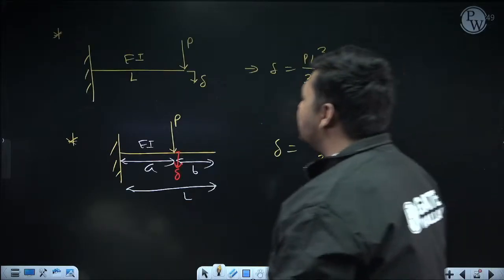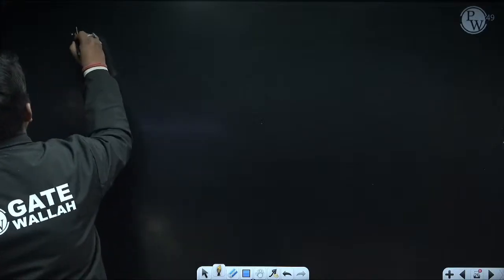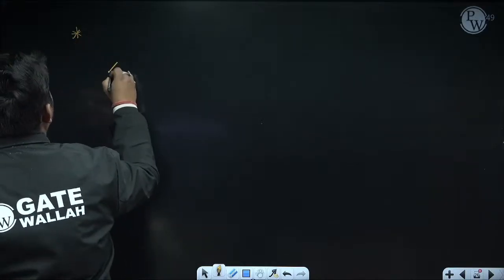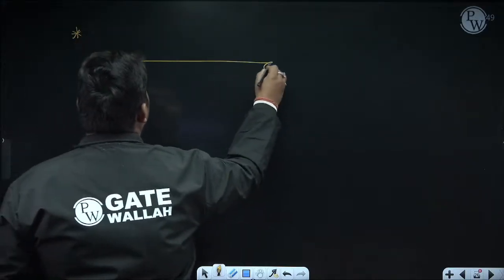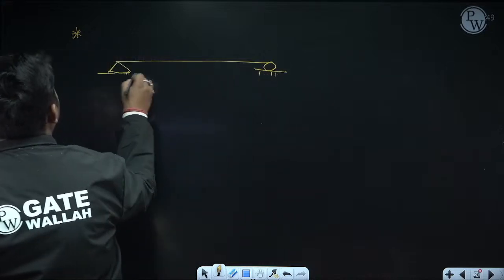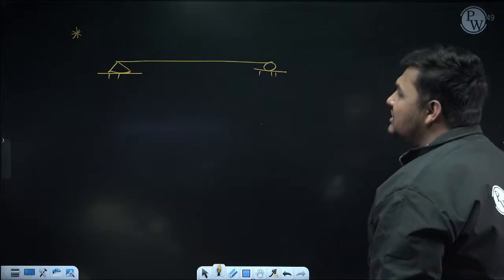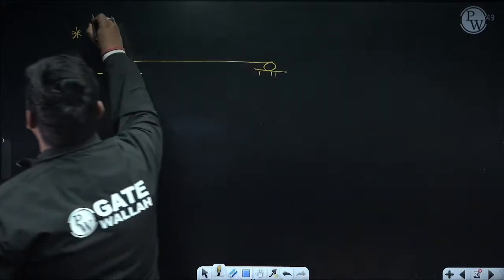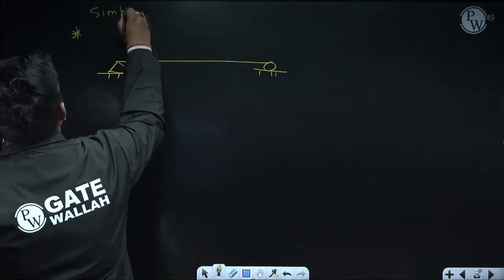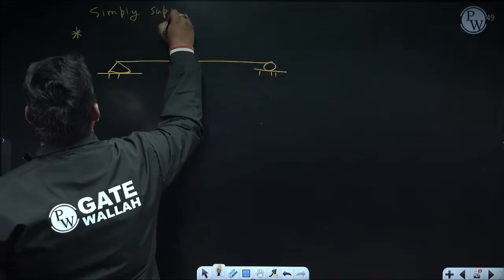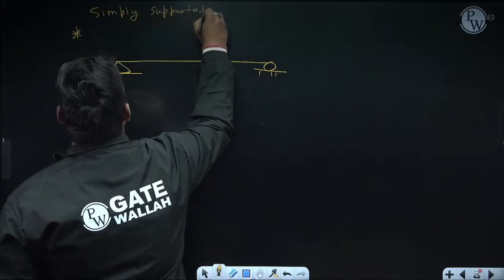Now similarly, some standard formulas for a simply supported beam. Simply supported beam means if in any beam, one end of the beam is hinged, this is a hinge support, and at the other end a roller support is provided. So this is known as a simply supported beam.